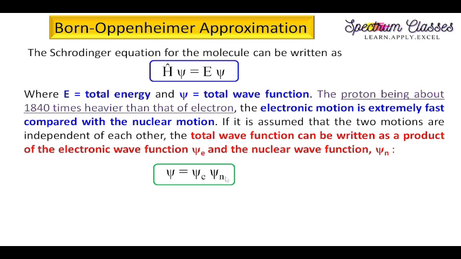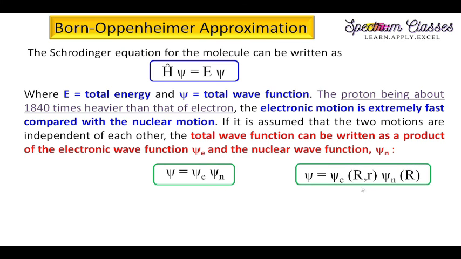So here I have just represented by this. In some of the textbooks you will see it in this manner. This is a little earlier to understand these parameters, right? So psi is dependent on R and r. R is the internuclear distance and small r is the electronic distance between the electrons. And this nuclear wave function depends on the internuclear distance.